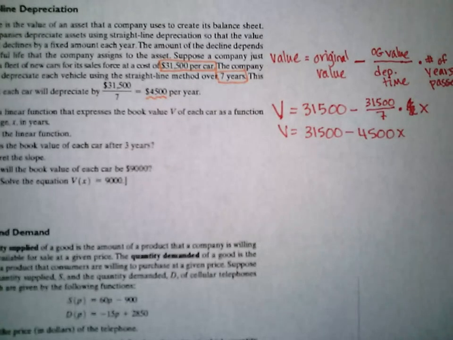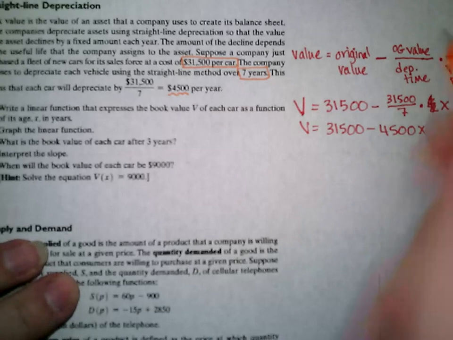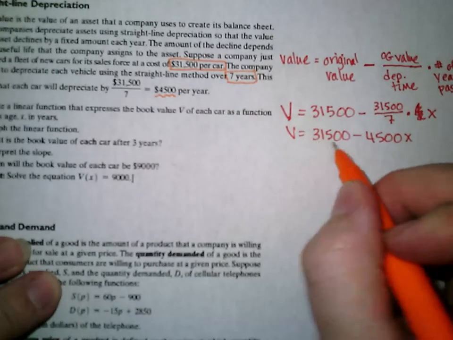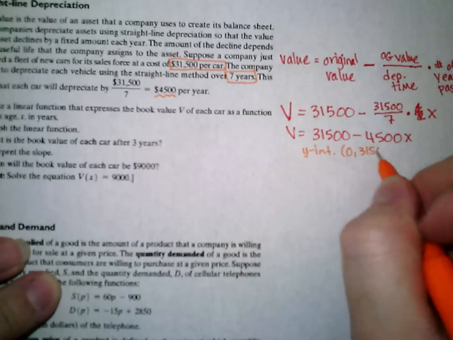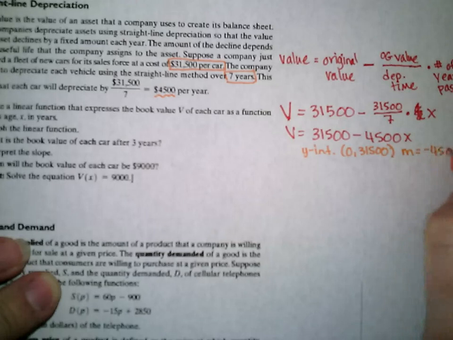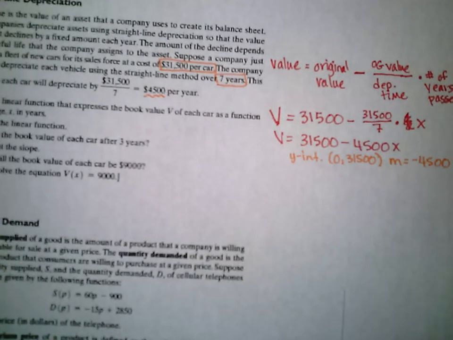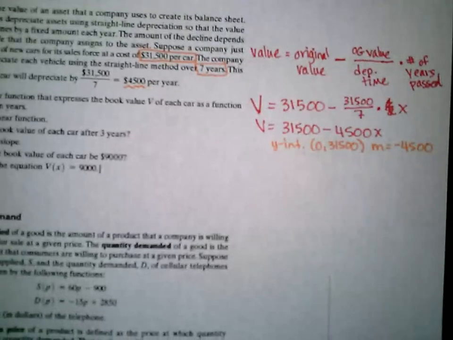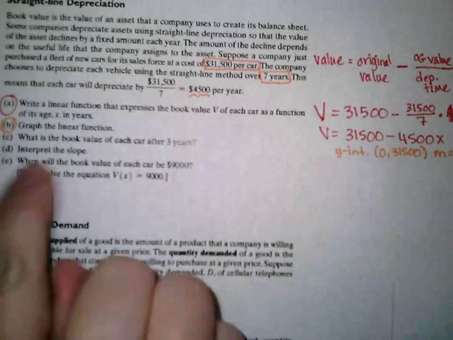B was to graph the linear function. When we graph this linear function, I don't know that I'm going to have a super amount of room here. When I graph this, my y-intercept is going to be 31,500, so (0, 31,500), and then my slope is going to be negative 4,500. I'm going to leave that graph up to your discretion to graph on your paper or not, because I think we know how to graph that, and I don't really have space on my paper. So I'm going to go on to C.